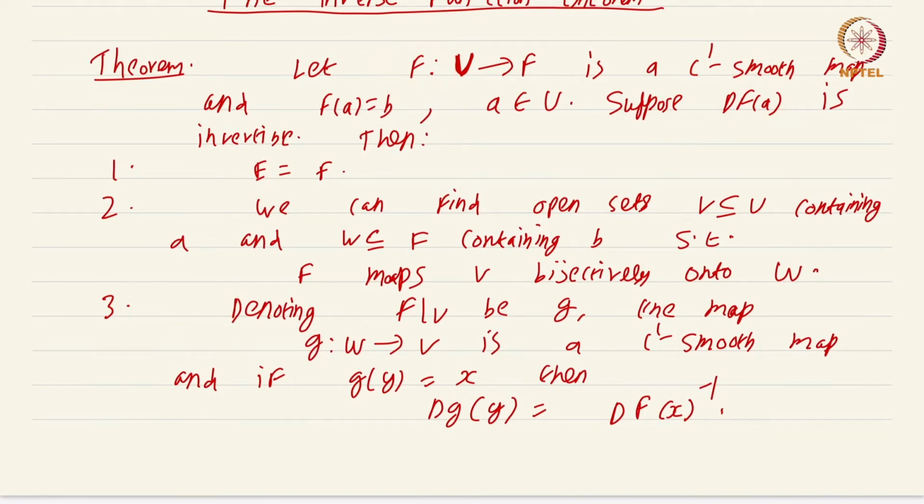But nevertheless, the conclusion of the inverse function theorem is, at least locally, we can find this open set V around a on which f is just a bijection. Now that's not the end of the story of the inverse function theorem. This inverse map g is not just a set theoretic inverse, it's going to be a C1 smooth map as well.